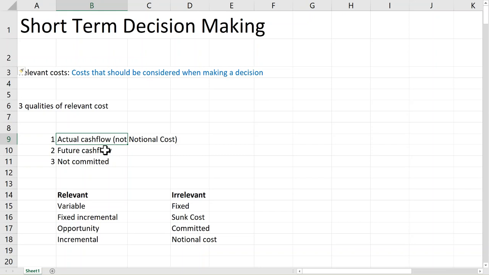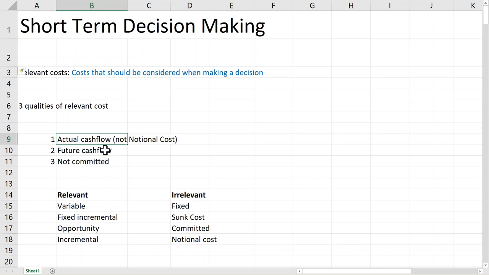Notional costs are costs found by notion. Example of this is like the ABC costing we studied, the depreciation you studied in F3, the absorption costing. They are not actual costs, so they are notional costs, so they are not relevant in decision making.